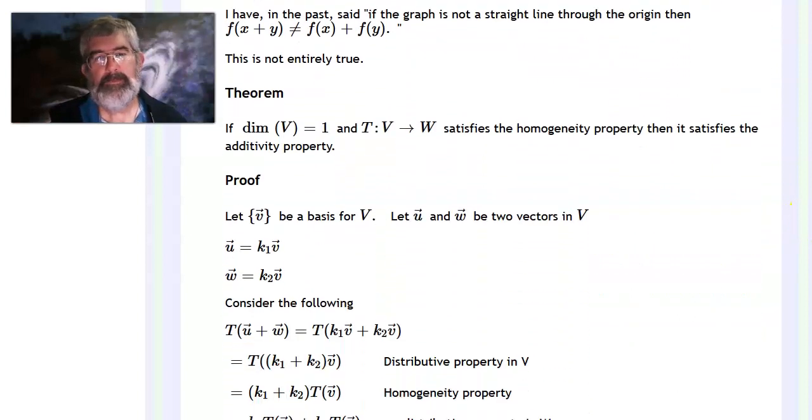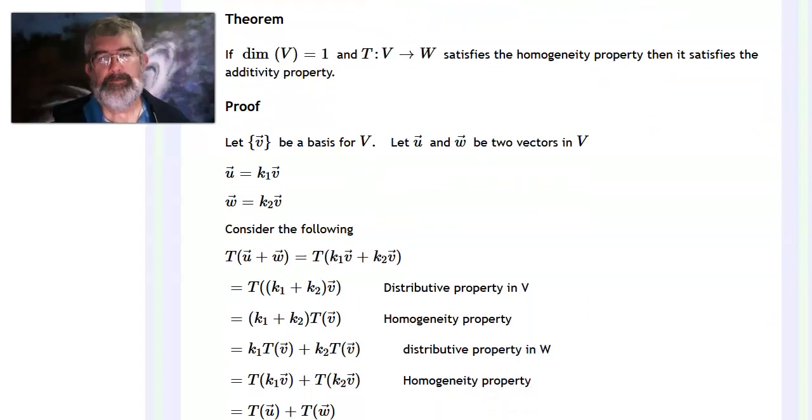The proof. Well, if it's a one-dimensional space, it has a basis with one element in it. So let v, the little vector v here, be the basis for the vector space capital V, and let u and w be any two vectors in the vector space V.